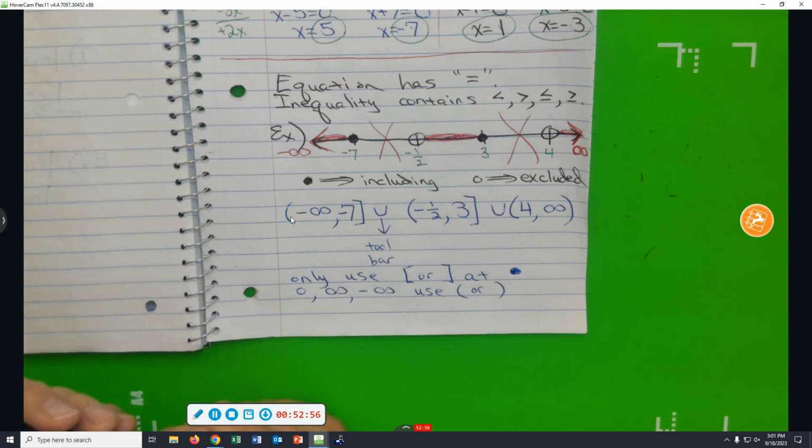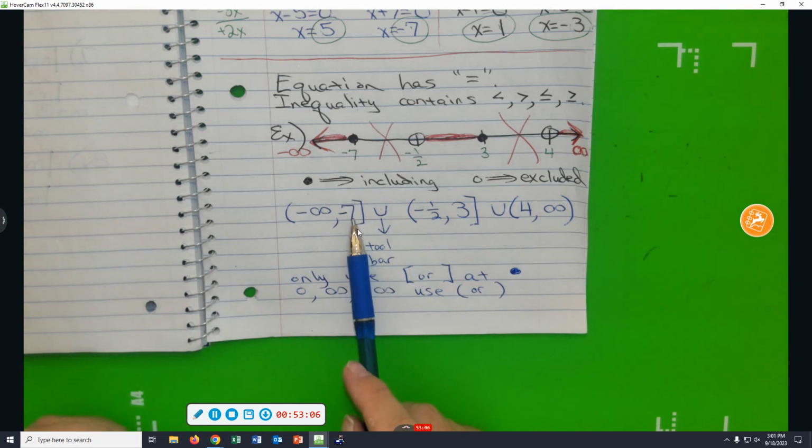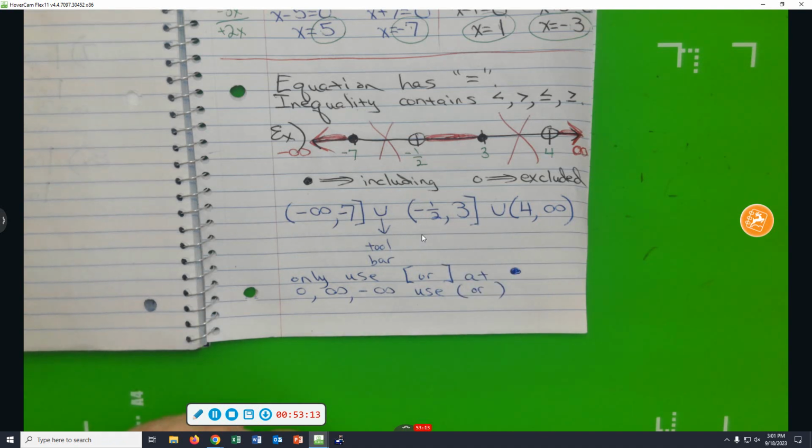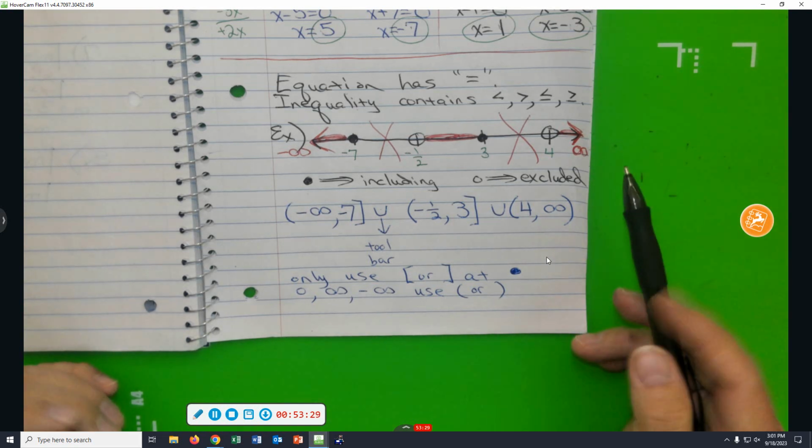So, in words, this is everything between negative infinity and -7, not including negative infinity, but including -7. Everything between -1/2 and +3, not including -1/2, but including 3. And what about this last interval? Everything from 4 to infinity, not including 4 and not including infinity. It just doesn't make sense to talk about including infinity.